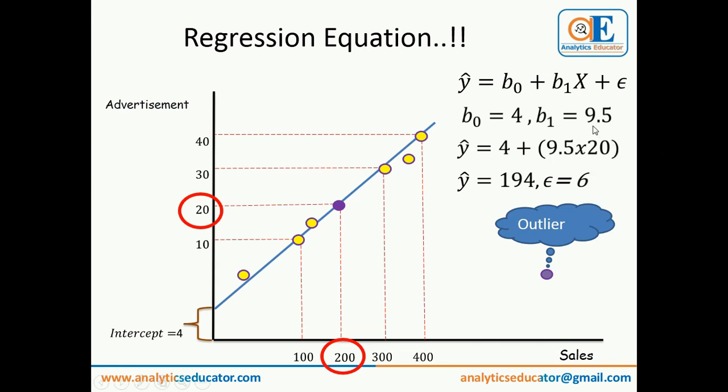Yes, B1. B1 is written beside X, right? And X is your advertisement. So with B1 we can understand the relationship between advertisement and sales. How do I understand? Check the sign. It is positive. No sign means positive. That means X and Y are having a positive relationship. That means when you increase X, Y will also increase. When you decrease X, Y will also decrease. This much clear?